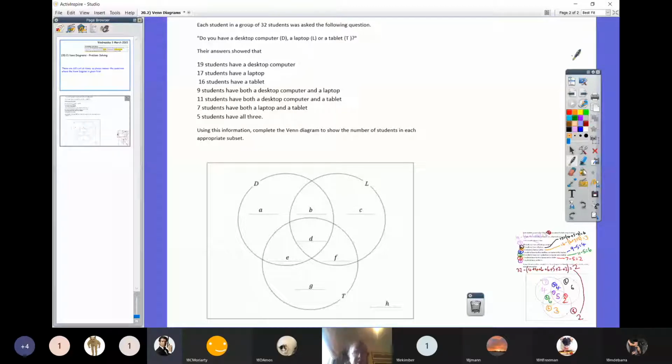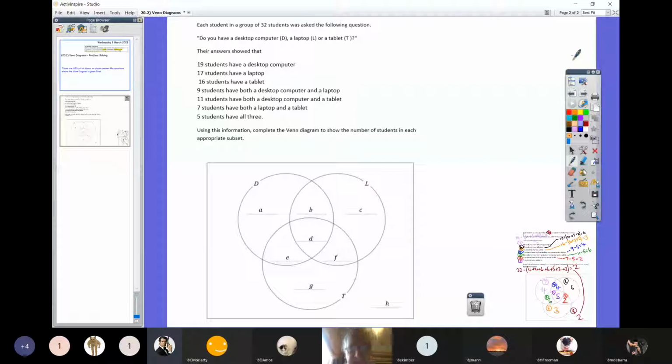Okay, so we're given loads of information and we're given the Venn diagram at the bottom. Each student in a group of 32 students was asked the following: do you have a desktop computer D, a laptop L, or a tablet T? And then you're given loads and loads of information about it. Now the secret here, guys, is to work your way outwards.